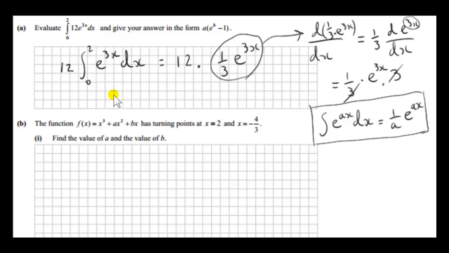Okay, so we get 12 times a third, which is 4, so we get 4e to the 3x for our answer, and we want to evaluate this from x equals 0 to x equals 2.